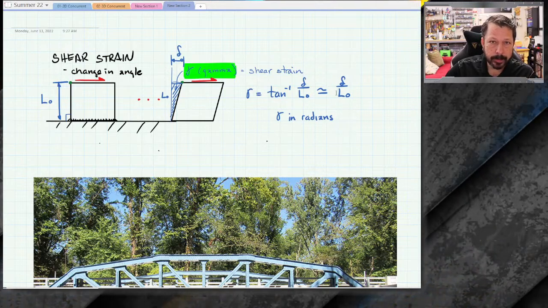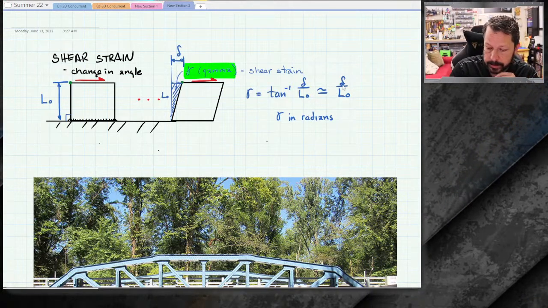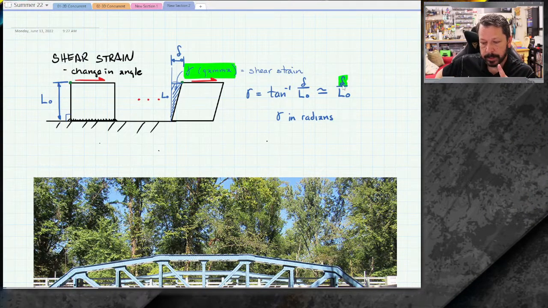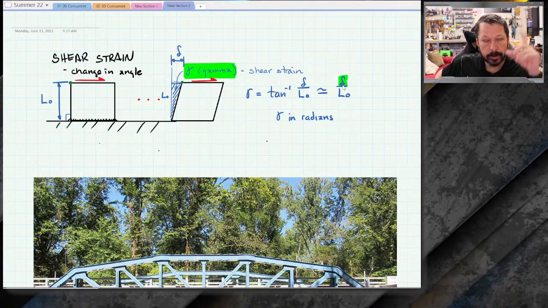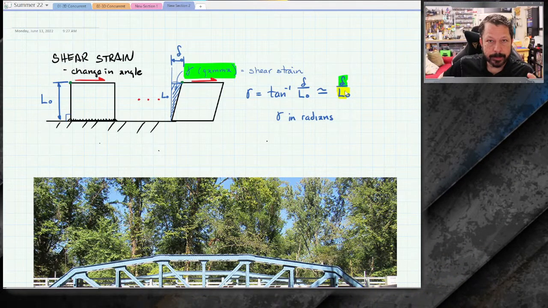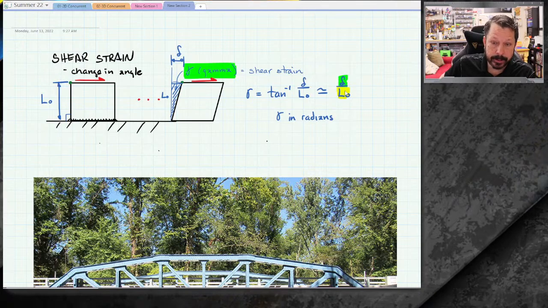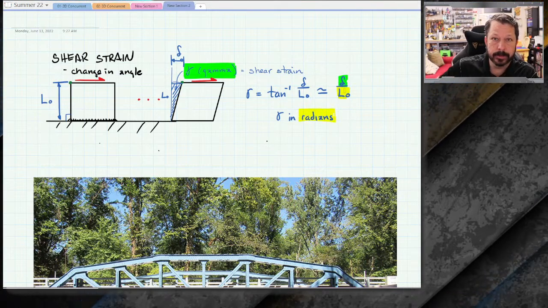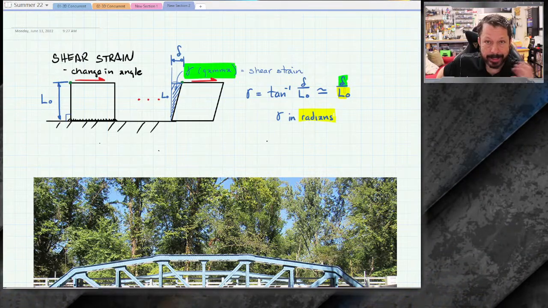If you're just doing a homework problem that's not web work, or a test problem, you can probably just do delta: how far did that little green corner on the top left move over, and divide that by L naught, which is how tall that side is, and that will get you the shear strain. If you want to be more precise for web work, then actually do the inverse tangent and find that angle in radians. It does have to be in radians. It's not a degree measure, it's a radian measure. So that's shear strain. It's pretty straightforward, but we didn't talk about it, so you didn't know how to do that.